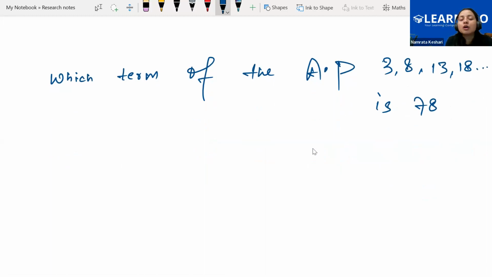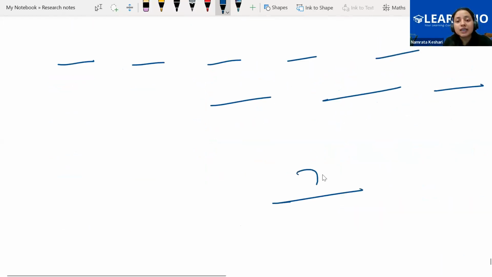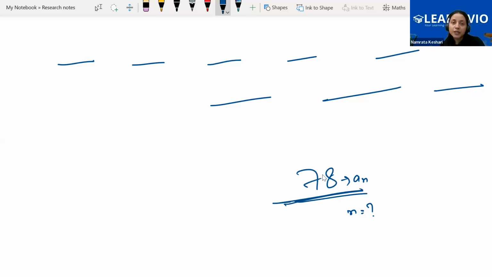Let's check it. Which term of the AP is 78? Which term is 78? Is the first term 78, the second term 78, the third term 78, the fourth term 78? Which term? Is the 11th term 78? Is the 13th term 78? Which term? What is that place where 78 is sitting? an is given, n is missing. Which term is this? Is it the 100th place? Is it the 20th place? Is it the 16th place? Which place is this? What is the number of the term where the value 78 is reflecting?